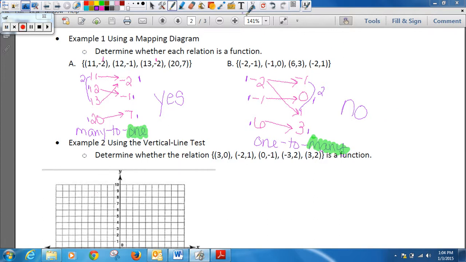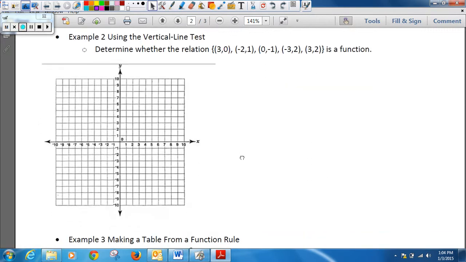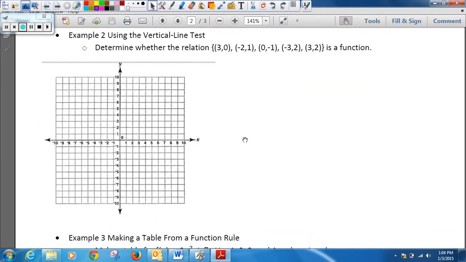Example 2 then will probably be one of your guys' favorites. Once we review the vertical line test, it's much easier and much quicker, especially if the graph is already done. But if the graph isn't done, you have to graph it first. So we go 3, 0. And then we go -2, 1, 0, -1, -3, 2, and 3, 2.